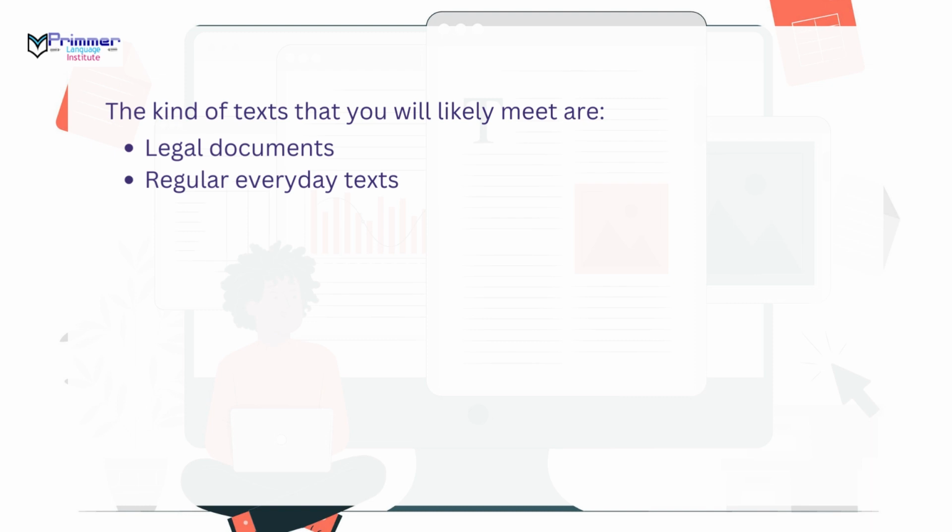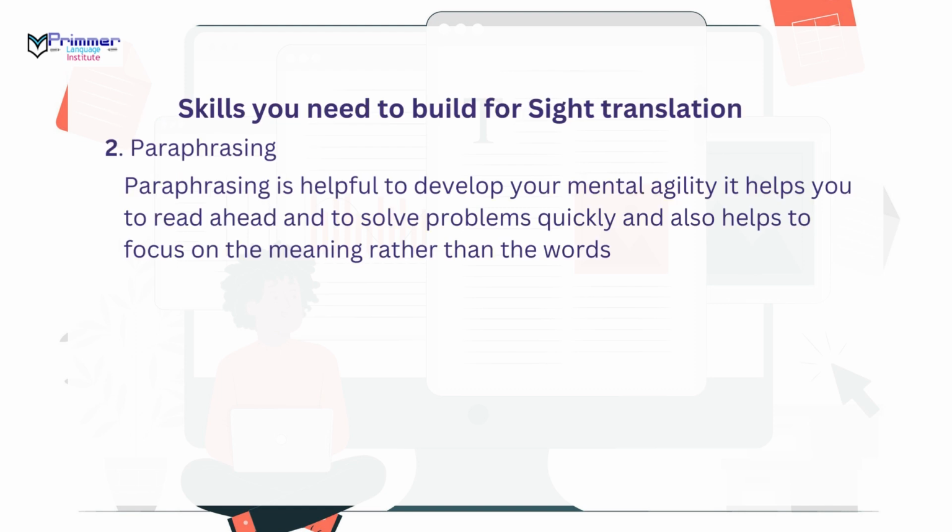So when you are doing site translation, that skill you want to learn, number two, is paraphrasing. Paraphrasing is helpful to develop your mental agility. It helps you to read ahead and to solve problems quickly, and also helps you to focus on the meaning rather than the words. When you're paraphrasing, you're going to avoid a lot of stilted, literal translation, and any other jargon.